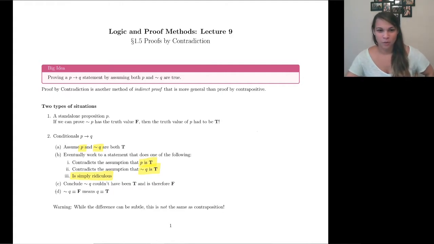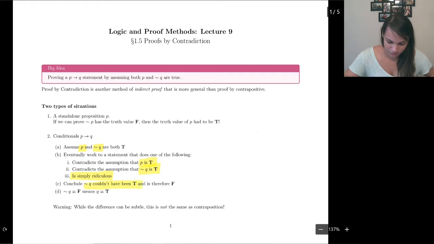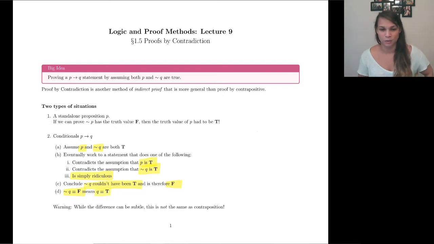So from there, once we've worked our way to something being ridiculous, we're like, oh, well, we said that not Q was true. Guess we were wrong. So if not Q isn't true, it has to be false. So if not Q is false, that means the original Q would have had to have a truth value of true.